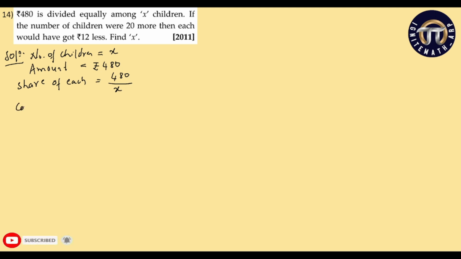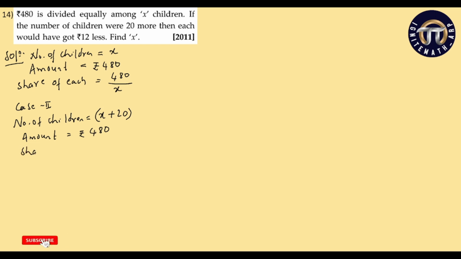So case 2 says, in the second case, if the number of children were 20 more than the earlier. Okay, so in the second case, number of children is equal to 20 more than the first case. So it is x plus 20. I have the same amount. I don't have extra amount to be distributed. So I have the same amount, that is rupees 480. So what is the share of each in this case? Share of each child is equal to 480 divided by x plus 20.